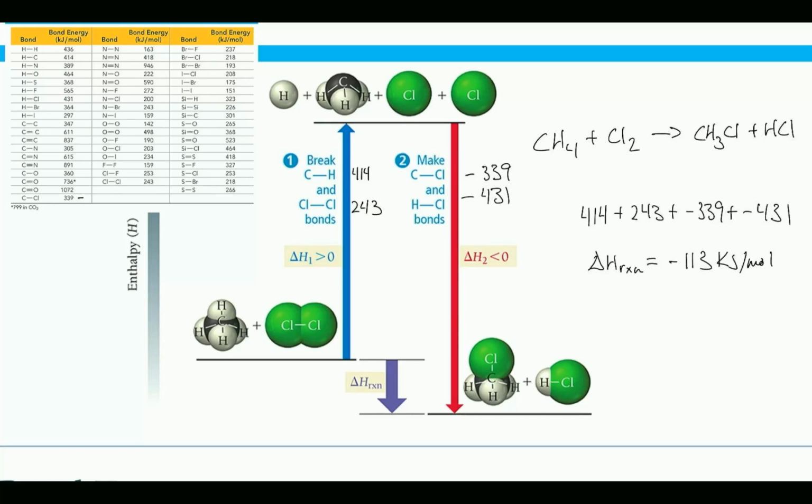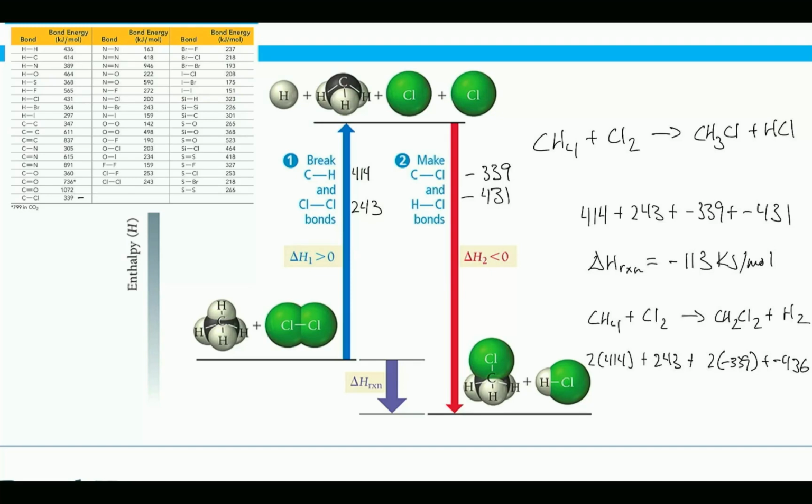If I break more hydrogen bonds, then I have to multiply that by however many there are. So if we change this to CH4 plus Cl2 to CH2Cl2 plus H2, now I would take my hydrogen-carbon bond breaking, so 2 times 414, plus just the 243 because it's just the one chlorine that's breaking. And then I'm forming plus 2 times negative 339, plus whatever hydrogen is, so negative 436.